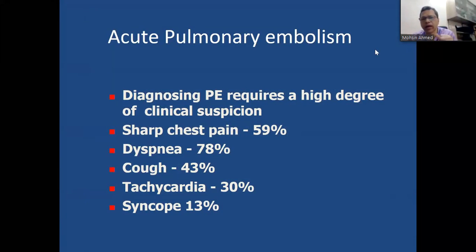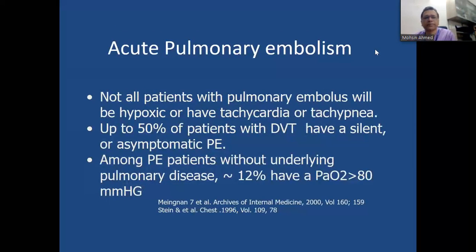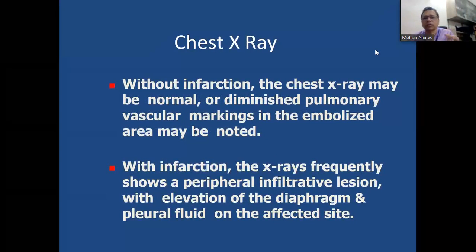You also see lots of patients with pulmonary embolism that looks like MI. The diagnosis of pulmonary embolism needs a high degree of suspicion, because the diagnosis is done by exclusion. Sharp chest pain, dyspnea, cough, tachycardia, syncope are some clinical presentations. Without infarction, the chest X-ray is normal, or diminished pulmonary vascularity in the embolized area may be noted. With infarction, X-ray frequently shows peripheral infiltrate, elevation of the diaphragm, and pleural fluid on the affected side.